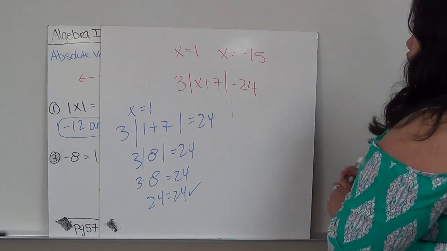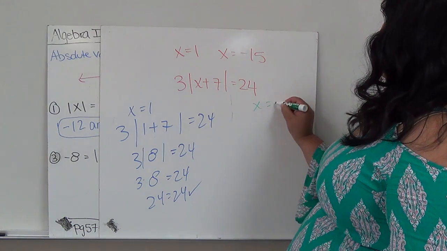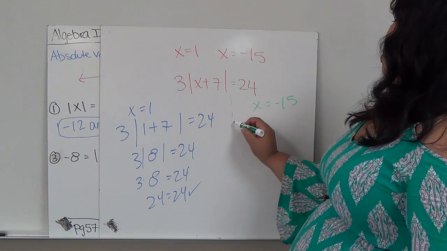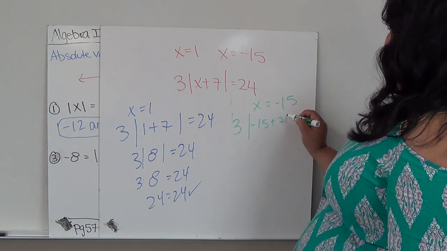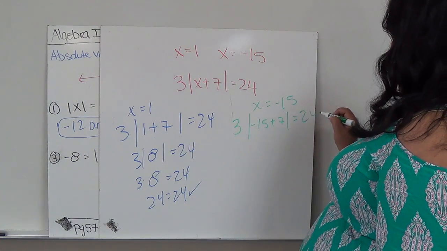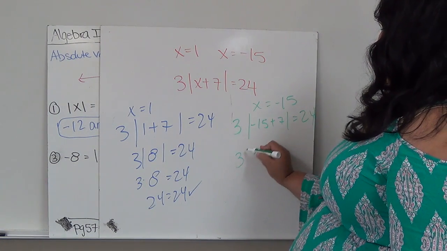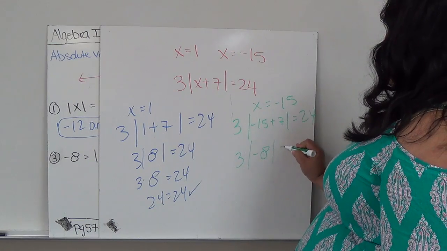Now, the next one, I'm doing x equals negative 15. Now, 3 times the absolute value of negative 15 plus 7 equals 24. Now, I end up with 3 times the absolute value of negative 8 equals 24.